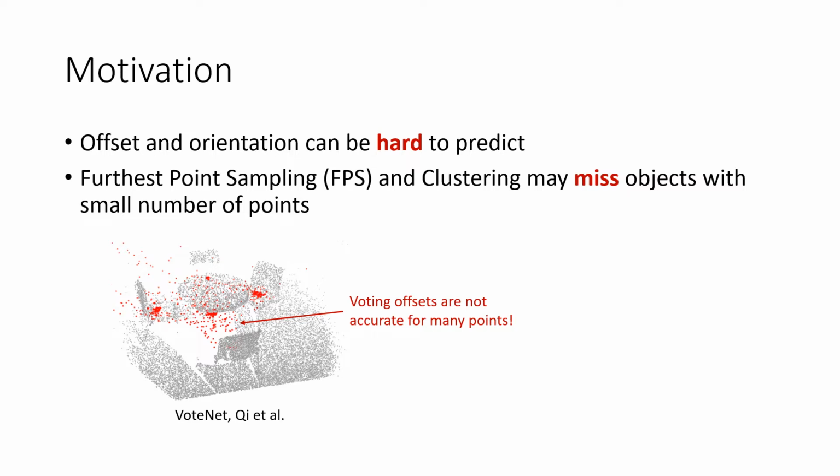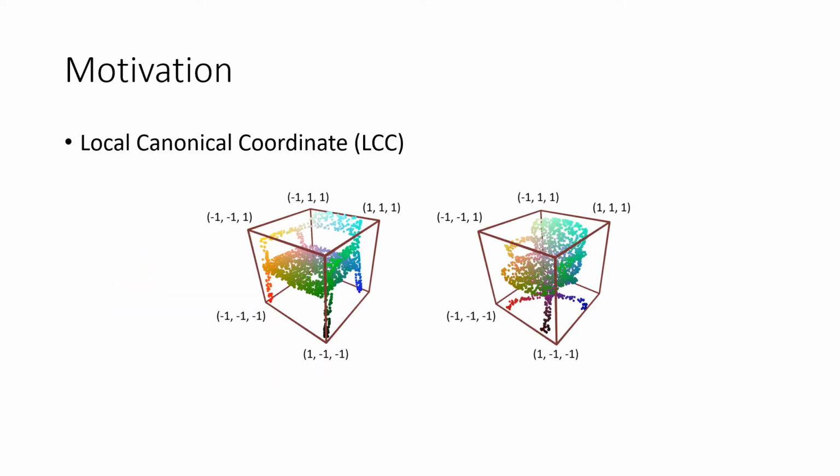Recent methods like VoteNet bring voting into detection by generating direct offsets towards object centers. These centers are then aggregated by some clustering algorithm to generate proposals. Refined offsets and orientation classification are then predicted with an additional head. However, we find that for many points, the predicted orientations and direct offsets are inaccurate, and the proposals may miss some occluded objects.